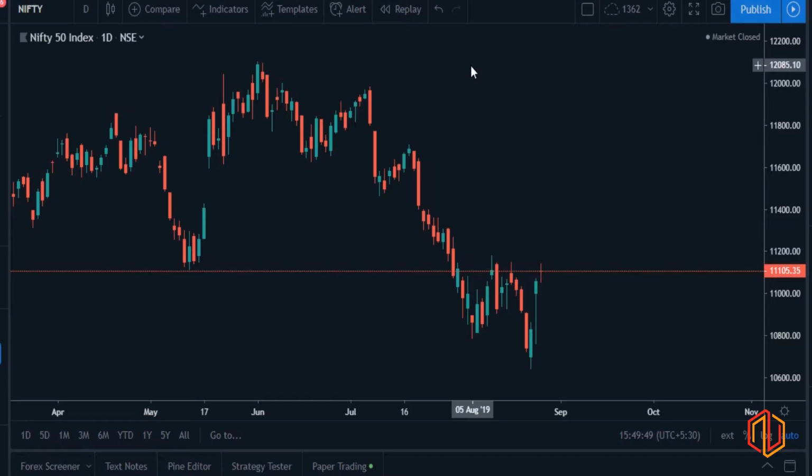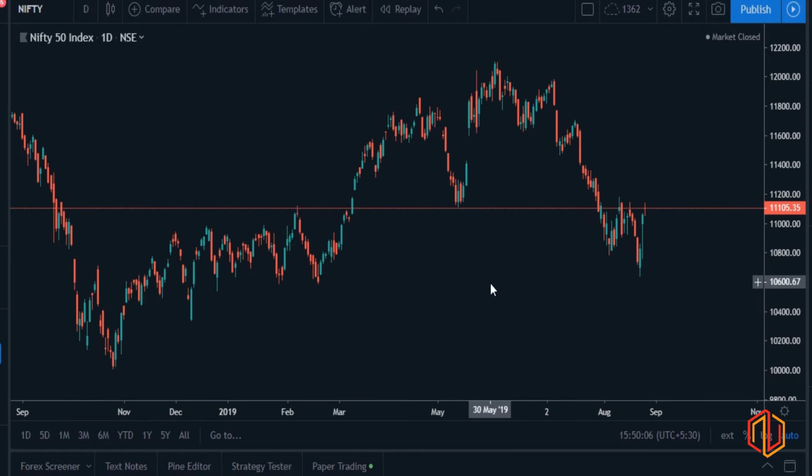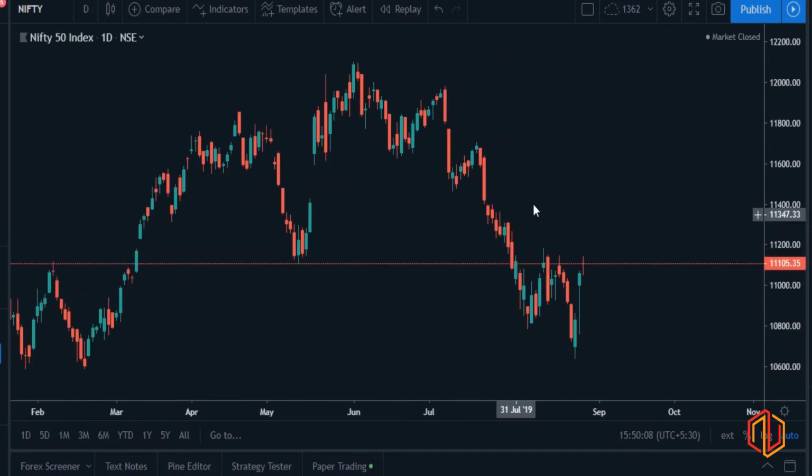Hi guys, today we're going to discuss how to actually identify the direction of the market using the price action. For today's video we're going to use Nifty and Banknifty to do our analysis. First of all, let's start with what's happening in the chart currently. What does it look like?